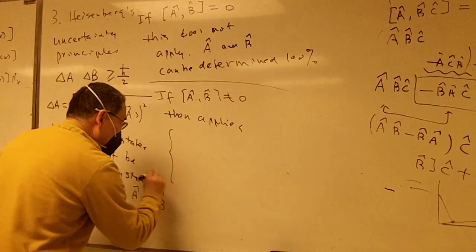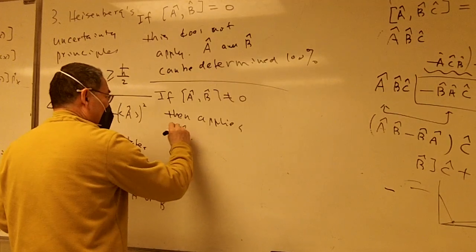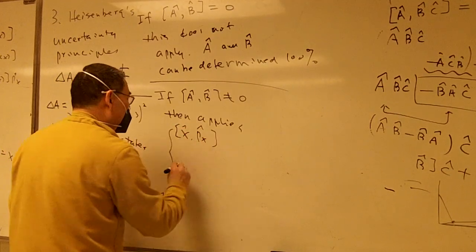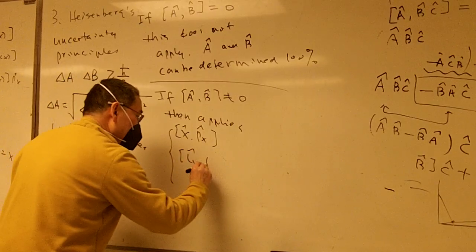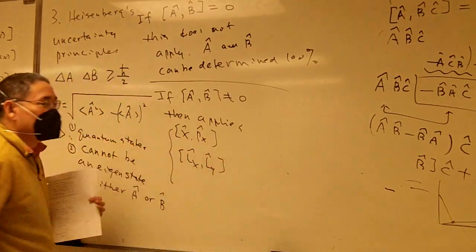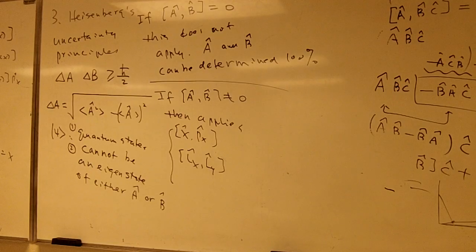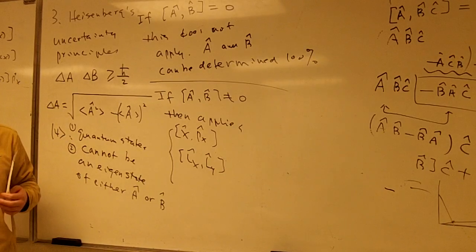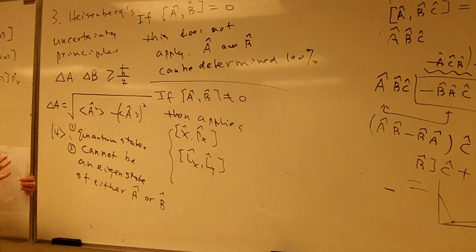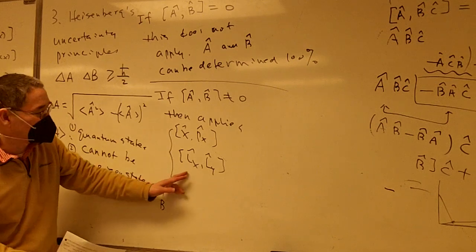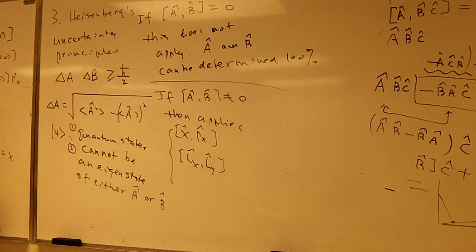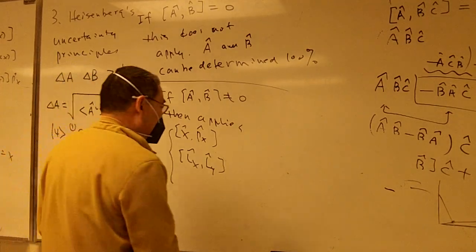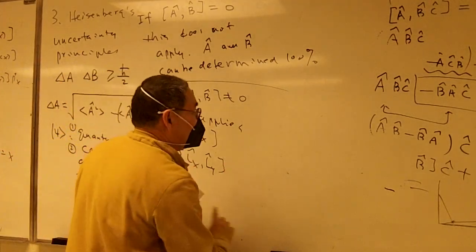So here are some examples, like position and momentum, and angular momentum. For these, you cannot measure both quantities simultaneously with exactly 0 uncertainty. So these will be applied. And there are a lot of experimental facts. Let me show you some experimental facts.